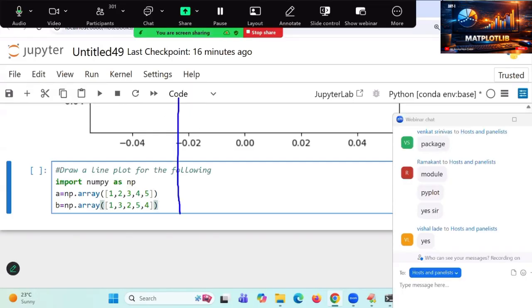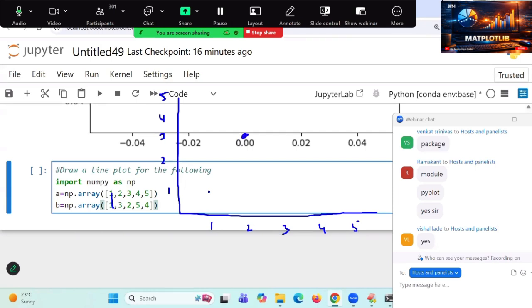This is called scaling. This is called my data: 1, 2, 3, 4, 5. What is this now? 1, 1. Is 1, 1 here or not? Next, 2, 3. What is the 2? X-axis. What is the value here? 3. 3 here.